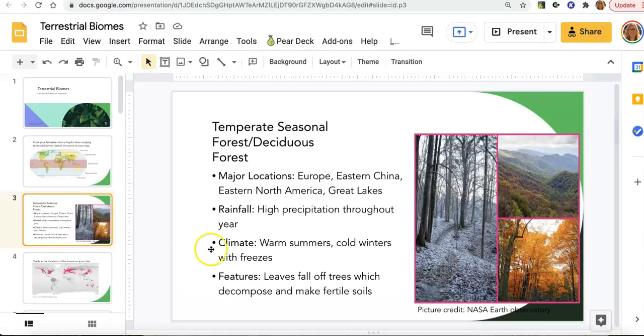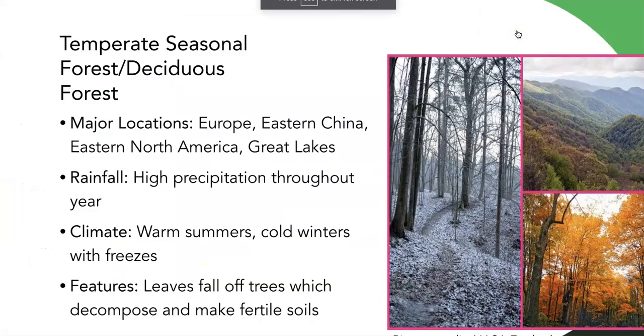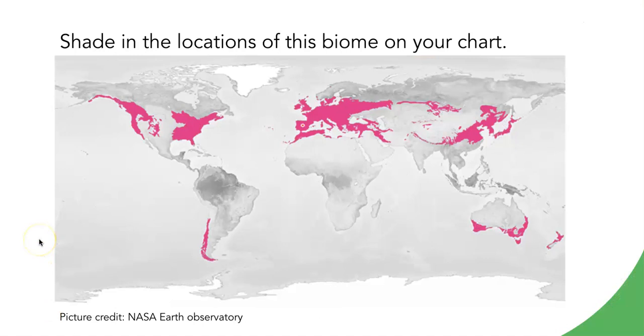So let's go to our slideshow. And again, pause the video if you haven't filled in the words to fill in the boxes. And I'm going to go on to the map. So here's the map. Shade the locations of this biome on your chart. I recommend using a color because the map is a black and white map, and the color will help you. Pause your video while you do this.